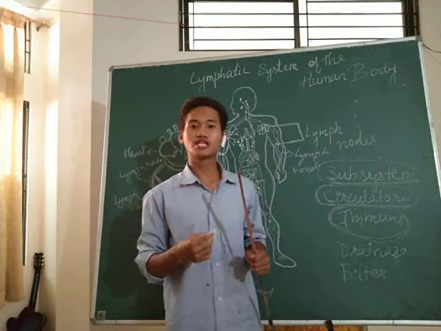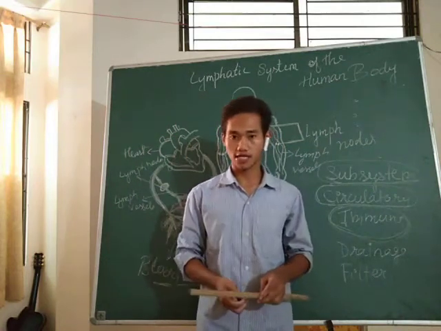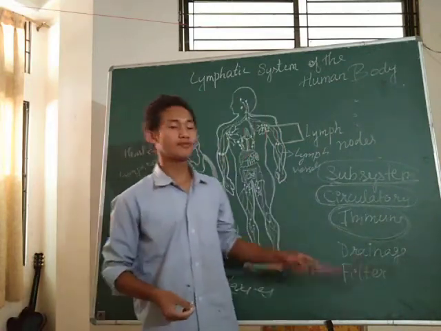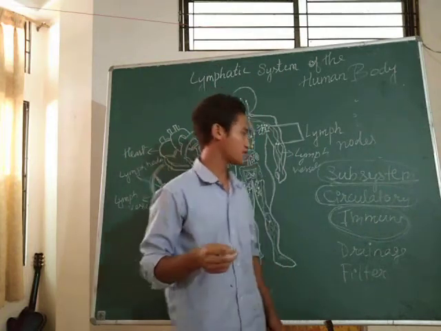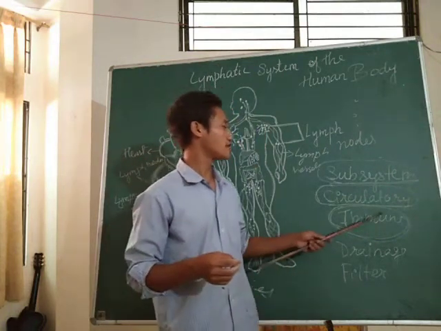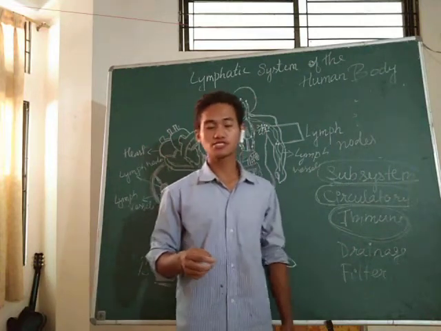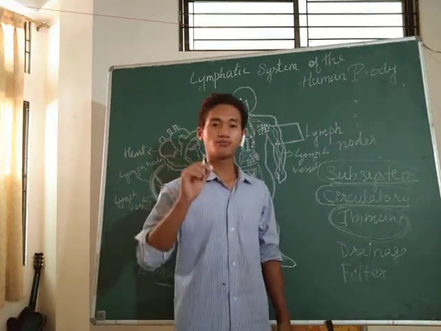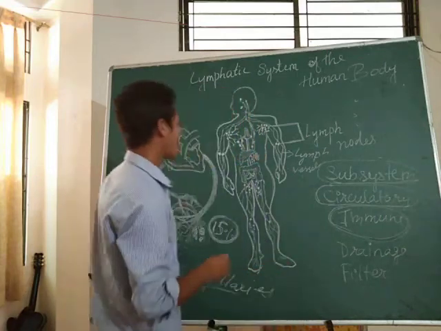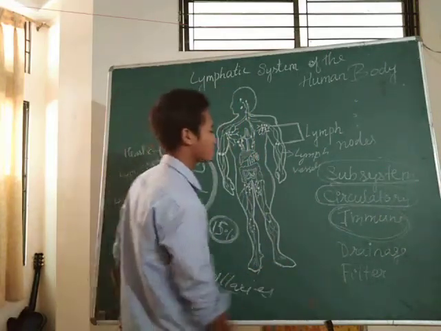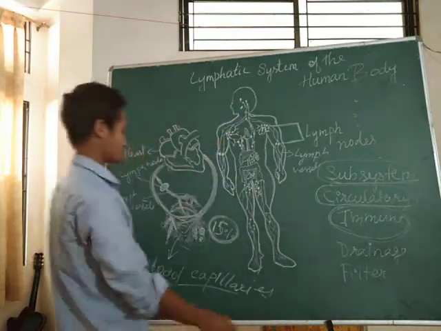If our immune system is weak, then we will fall sick. This is done with the help of white blood cells, which we have discussed in our earlier videos. That is the duty of the immune system: to protect us from various diseases. So now, how is the lymphatic system a subsystem of the immune system?